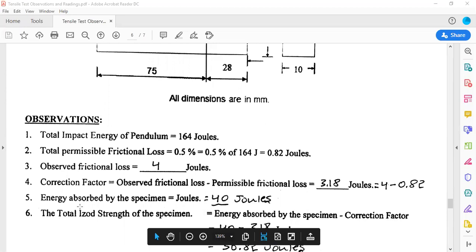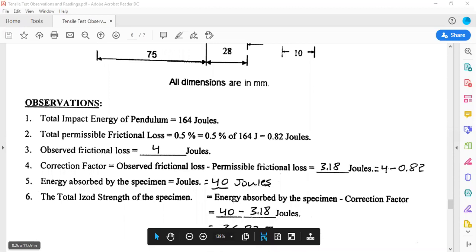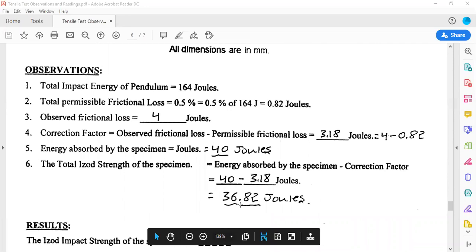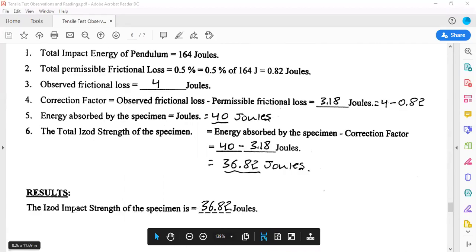I need to find out the total Izod strength of the specimen, that is the toughness of the specimen. Energy absorbed by the specimen minus correction factor. 40 minus 3.18, it will be 36.82 joules. This is the Izod impact strength of the specimen, that is 36.82 joules. This is how the Izod calculation is done.